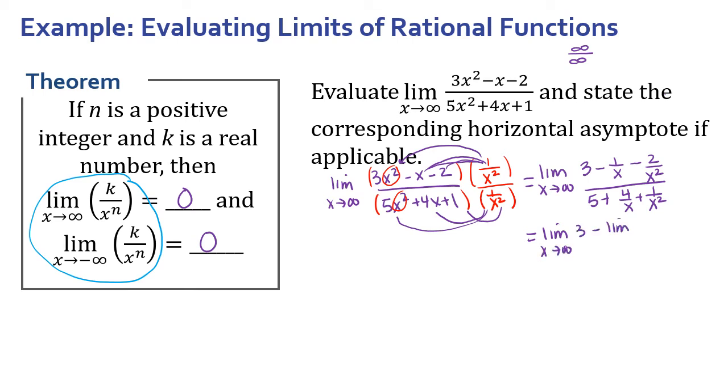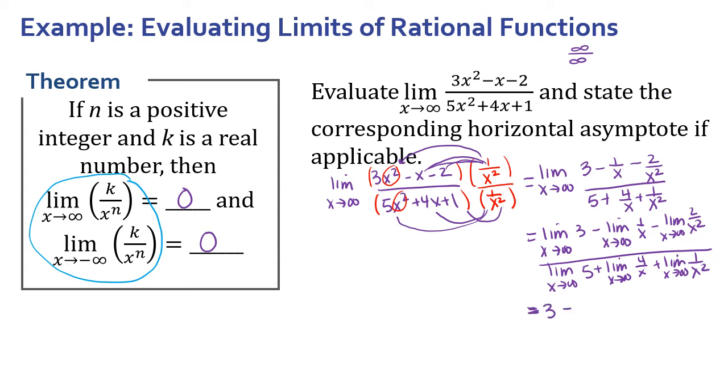So I can move that limit all the way through to each piece: the limit as x approaches infinity of 3, minus the limit as x approaches infinity of 1 over x, minus the limit of 2 over x squared, all over the limit as x approaches infinity of 5, plus the limit as x approaches infinity of 4 over x, plus the limit as x approaches infinity of 1 over x squared. So now I can totally evaluate this. This is the limit of a constant, the limit as x approaches infinity of 3. With limit laws, that's just 3.